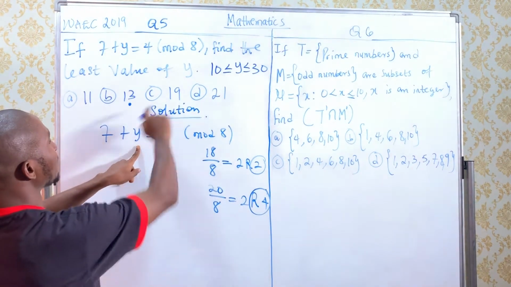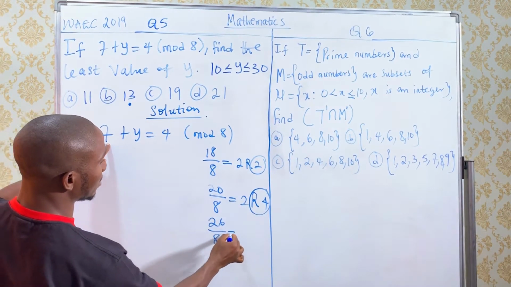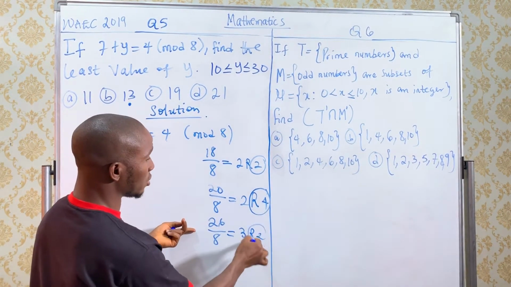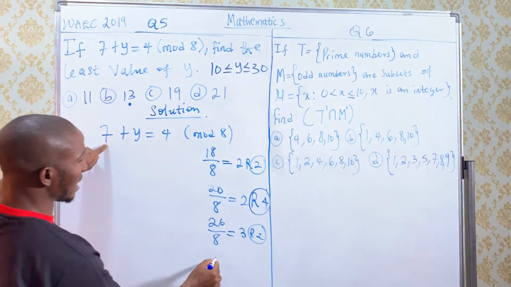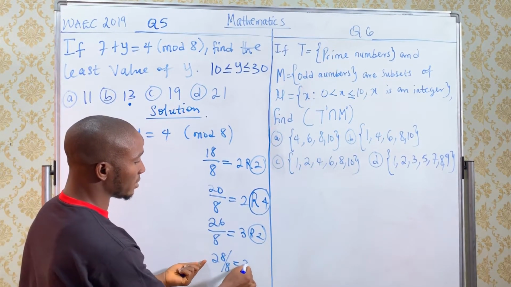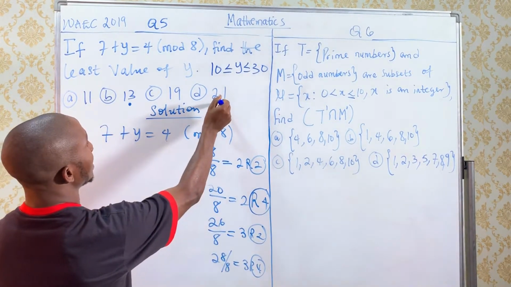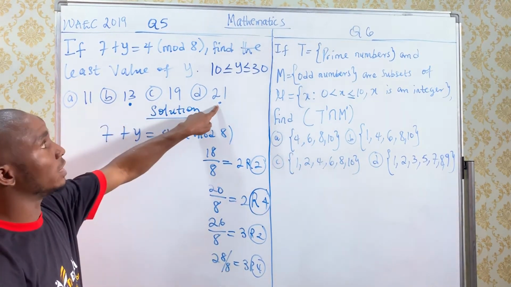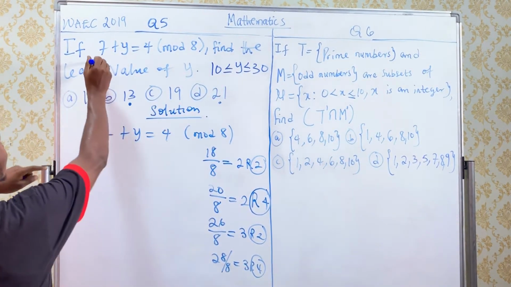So we dot this to be the answer. Let's continue. Let's check for 19. 19 plus 7 is 26. 26 divided by 8: 8 in 26 is 3, that is 24, remainder 2. This is also wrong. So pick 21. 21 plus 7 is 28. So 28 divided by 8: 8 in 24 is 3, remainder 4, which is also an answer. Now, it means in this question that we have two answers, 13 and 21.